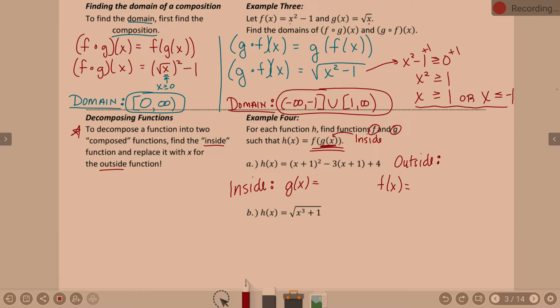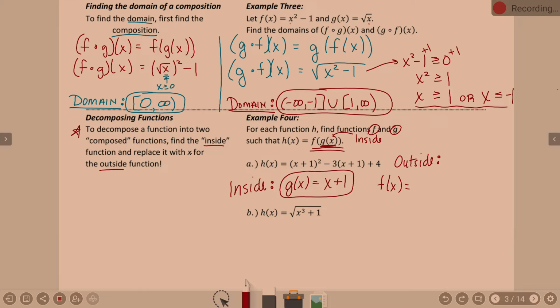So thoughts on what we could use for the inside function? What do you think? X plus 1, do you guys see it? That's the obvious one that I would say. And I will say, there are times there's more than one right answer. But I definitely here would say that g of x is x plus 1. Now, if that's your inside, you're going to pull that piece out, and what remains in place of that piece is just a plain old x.